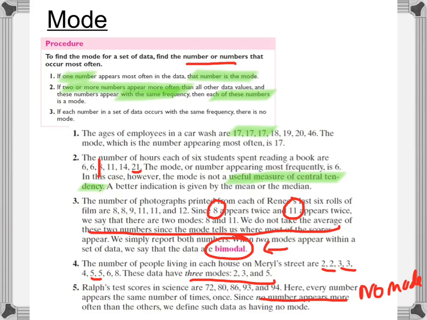This next thing has 3 modes. This was bimodal, so there were 2 modes. Okay? And this was 1 mode. And this was also 1 mode.